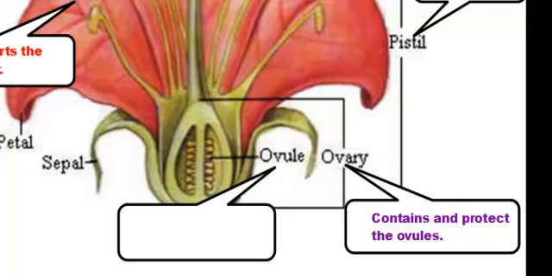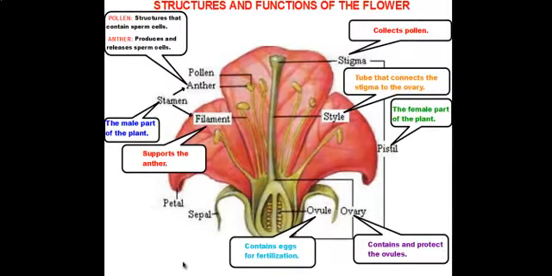Now you might be wondering, well, what's so great about the ovules? Why do they need protection? Well, don't forget, the ovules are the female parts of the flower, so the ovules are going to house the eggs that are needed for fertilization. So those are the different parts of the flower. Let's take a look at what the process of pollination looks like.